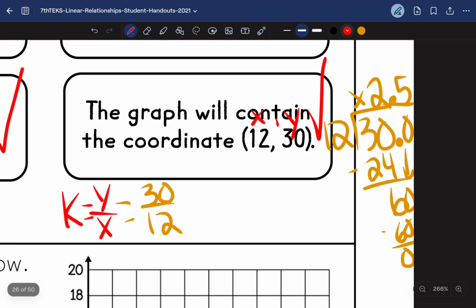All right, good job on solving problems involving proportional relationships with graphs.